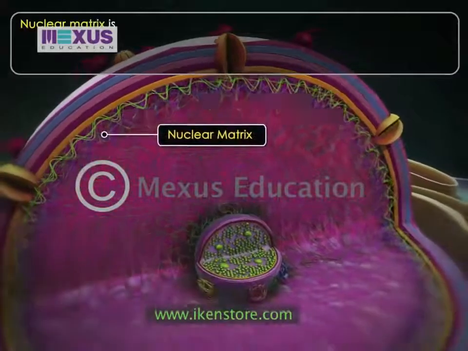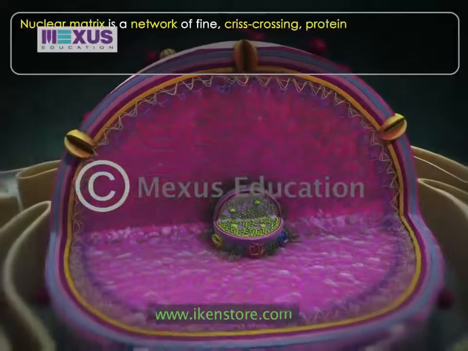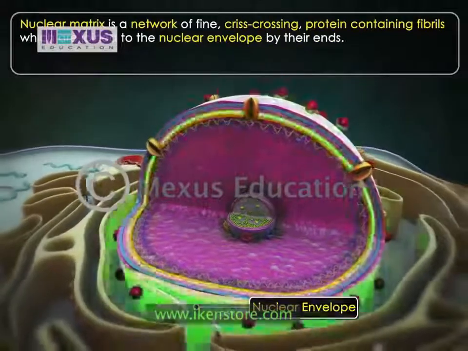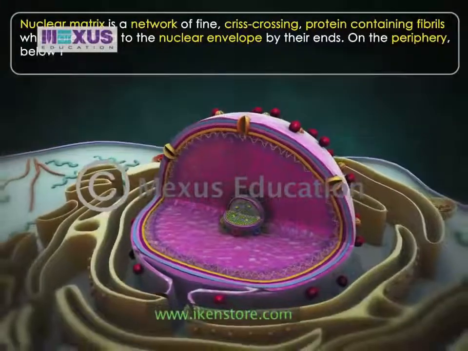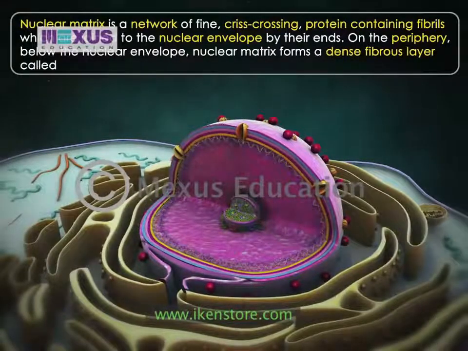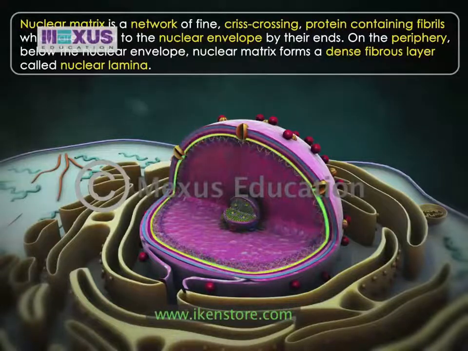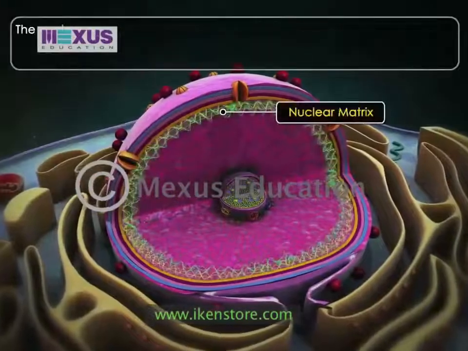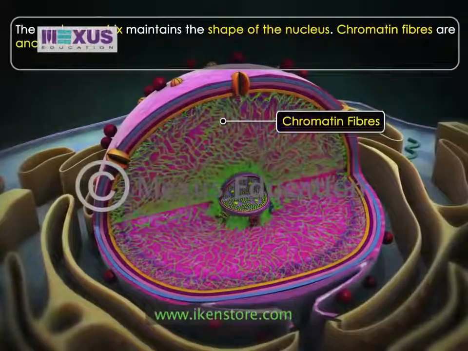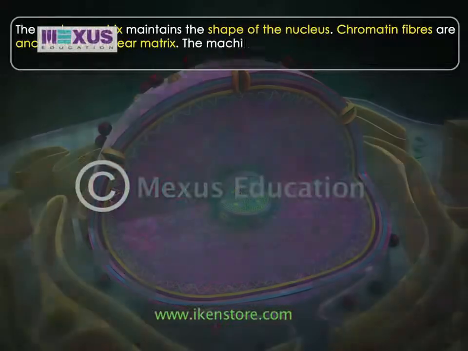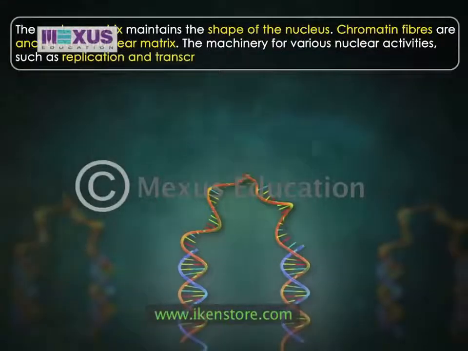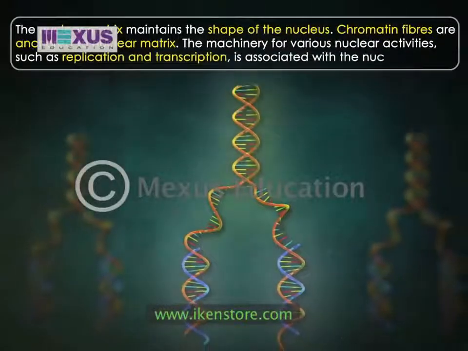Nuclear matrix is a network of fine crisscrossing protein-containing fibrils which are joined to the nuclear envelope by their ends. On the periphery, below the nuclear envelope, nuclear matrix forms a dense fibrous layer called nuclear lamina. The nuclear matrix maintains the shape of the nucleus. Chromatin fibers are anchored to the nuclear matrix. The machinery for various nuclear activities, such as replication and transcription, is associated with the nuclear matrix.